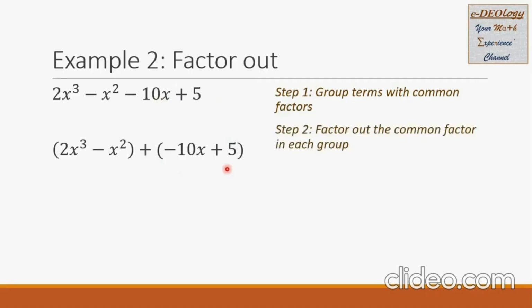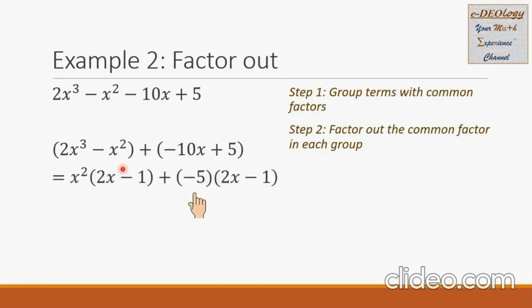In step 2, factor out the common factor in each group. The common factor is x squared. So I'm going to pull out the x squared, and what remains will be 2x minus 1. In the second group, the common factor is 5. But I should write negative 5 so that later the binomial here will be the same as the 2x minus 1 of the first group.